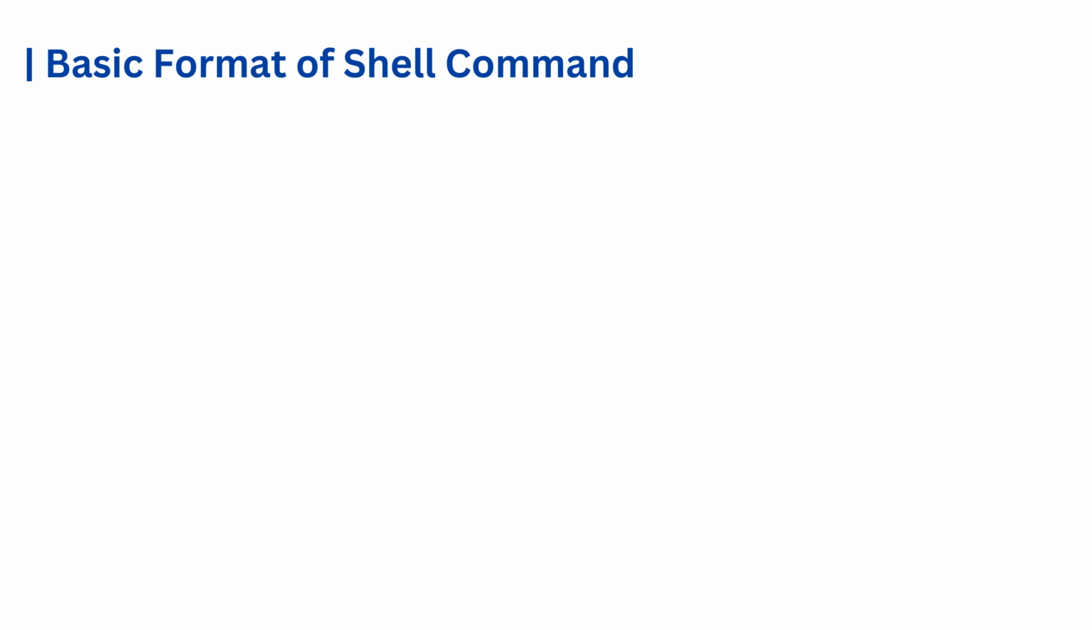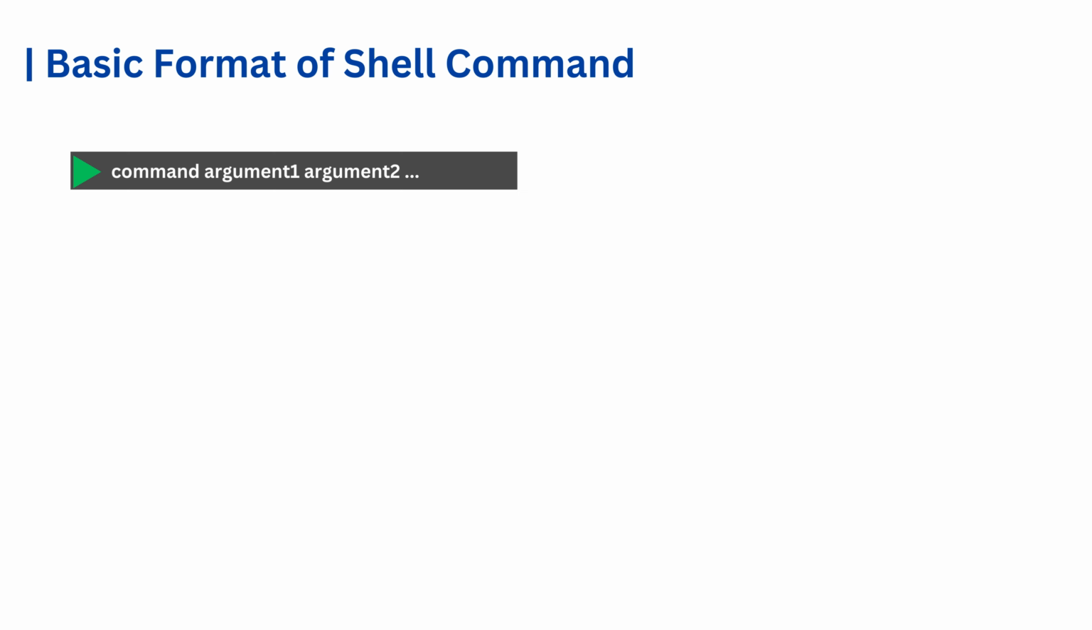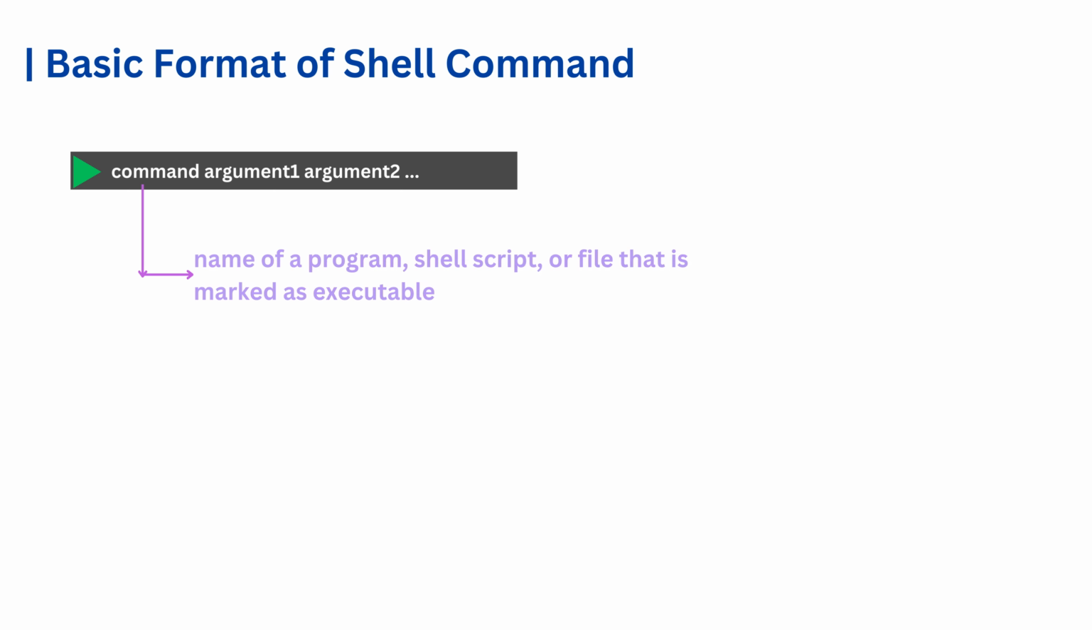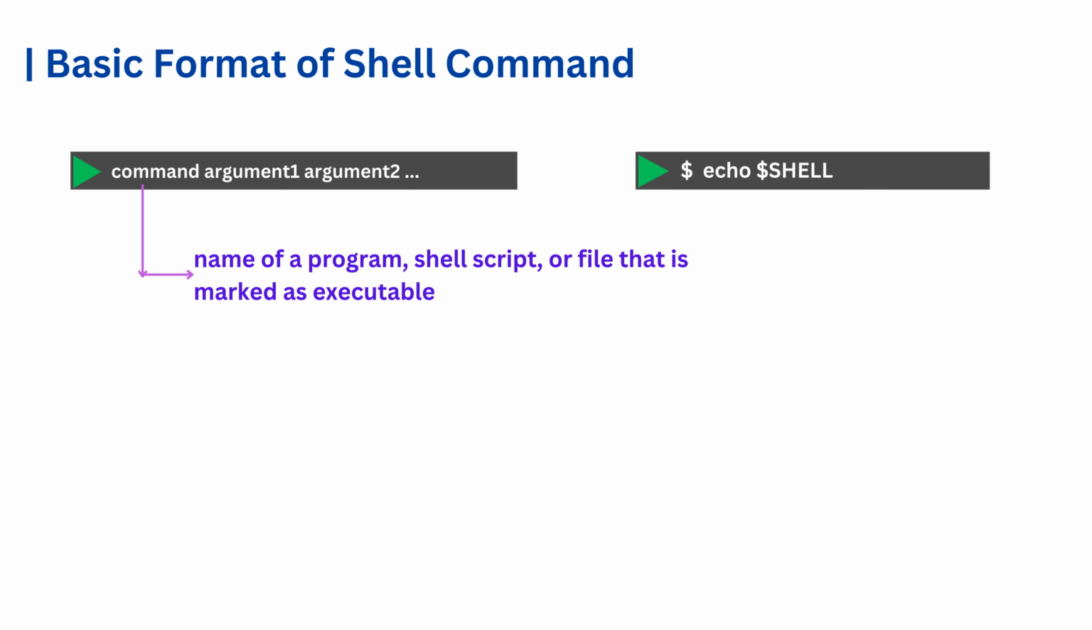The basic structure of a shell command follows this format: command, this is the name of a program, shell script, or file that is marked as executable. For example, in the command echo $shell, the command is echo. Arguments, these are additional inputs you pass to the command. They modify or define how the command behaves. In the example, echo $shell, $shell is an argument.